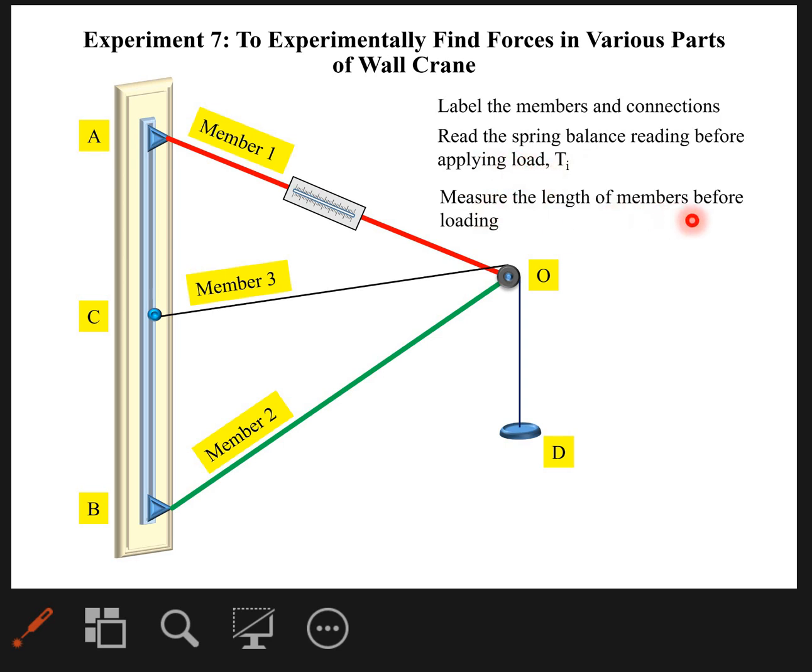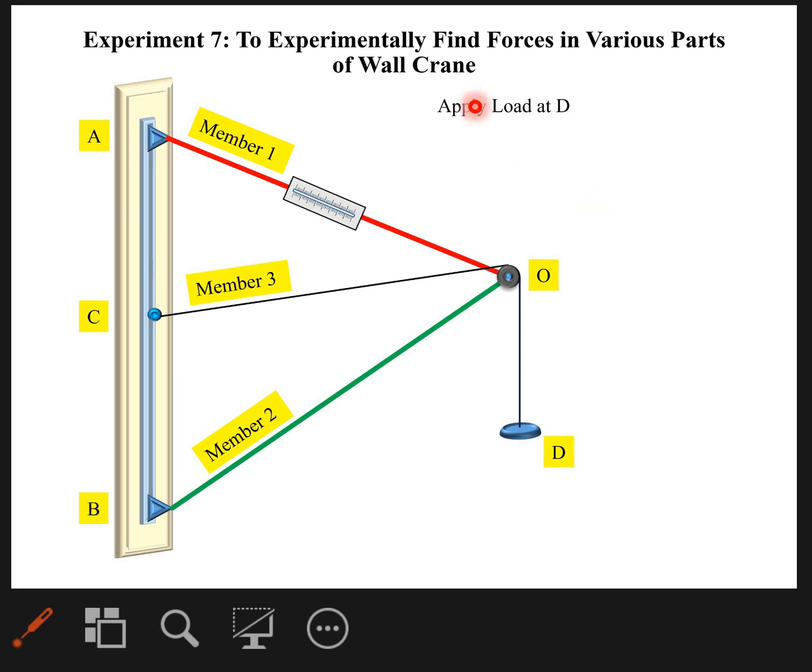Then you have to measure the length of all the members before loading using a measuring tape or a ruler. After the application of load at point D, by placing weights in this hanger pan, you have to note down the reading of the spring balance again, and it will give you a final reading which is denoted by Tf. First you got the initial reading named Ti, and then you got Tf. You have to subtract both the initial and final values to get a net value of tension, which is basically tension in member 1.